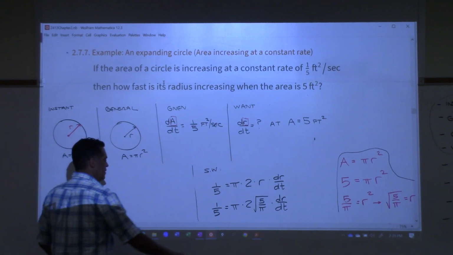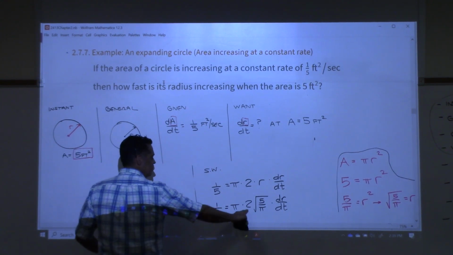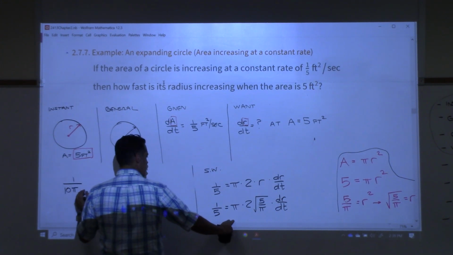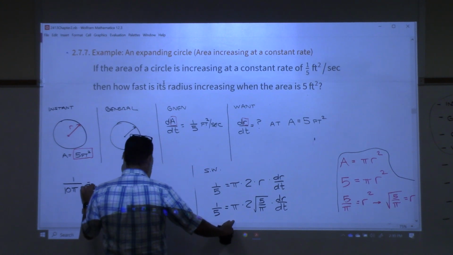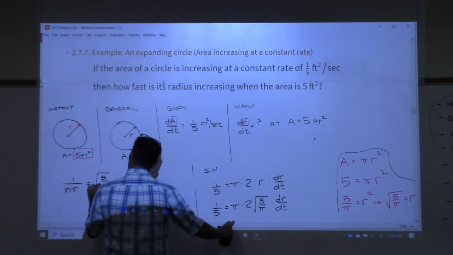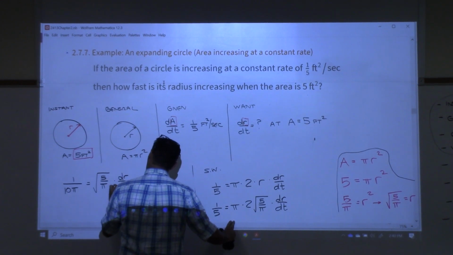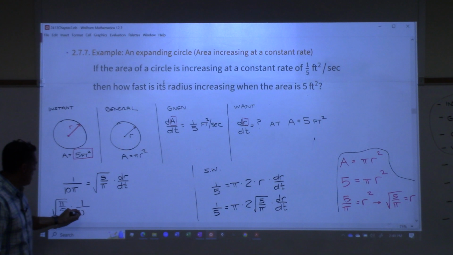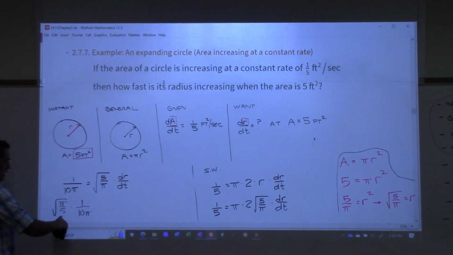All right. Okay, let me show you how I would solve that if I were doing it exactly, right? So first thing I do is I divide both sides by 2 pi. And that would give me 1 over 10 pi equals root 5 over pi times dr dt. So just divide both sides by 2, divide both sides by pi. And then to get rid of this, I divide by this or multiply by its reciprocal. So if I multiply by the reciprocal, I get root pi over 5 times the 1 over 10 pi. But remember, this 1 over 10 pi is not inside this root.